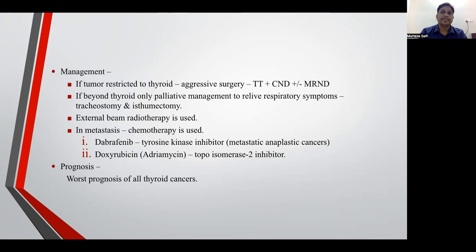Here is the management. If tumor is restricted to thyroid, then aggressive surgery: total thyroidectomy, central lymph node dissection, metastatic lymph node dissection. If beyond thyroid, only palliative surgery to relieve respiratory symptoms, tracheostomy, then external beam radiotherapy. In metastasis, chemotherapy is used.